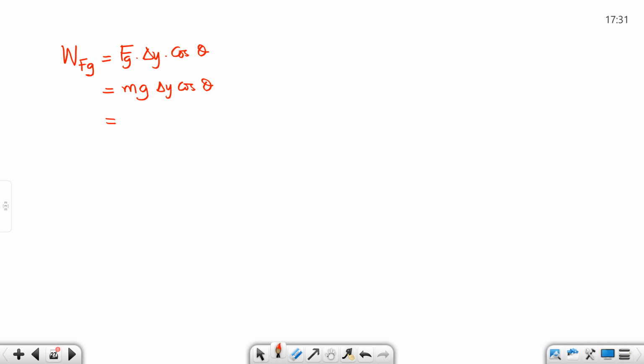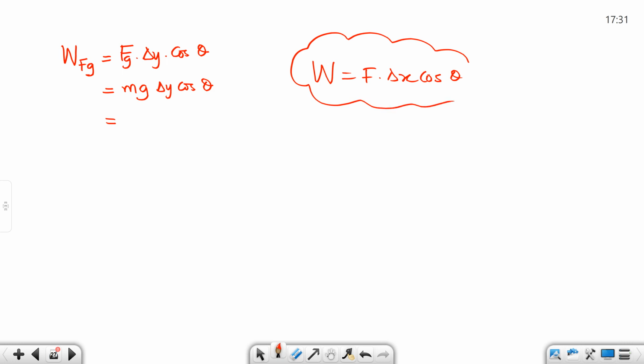Why is there cos? It's a formula. Check your formula page. W is F delta X cos theta. This is the general formula for work. Now we tailor make it to which force we are dealing with. So if it is gravity, then force becomes gravity. This is not delta X. Delta X means horizontal. This is vertical. And cos what? Theta. Where theta is the angle between the force and the displacement. And we know Fg is mg, right, everybody?